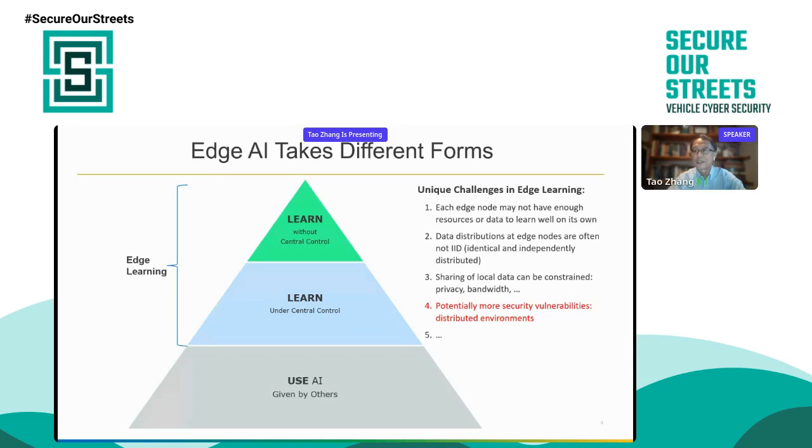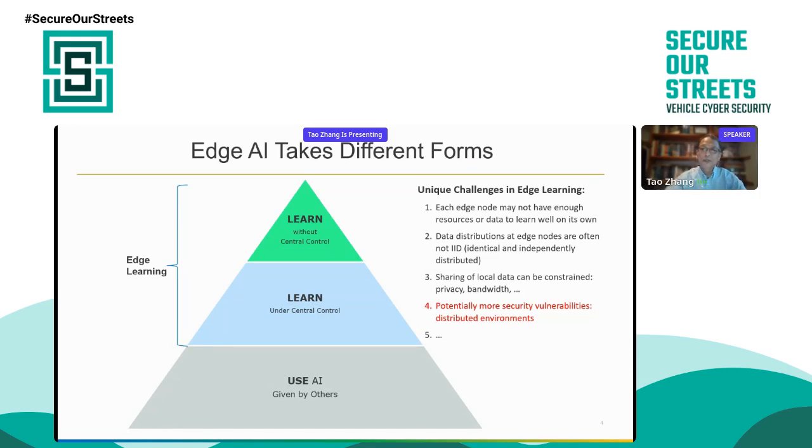We're doing some work here at NIST also. I'm not going to go into the details, just to illustrate: each individual edge node may not have enough resources or data to learn well on its own. The data distributions may not follow the common assumptions behind most of the learning algorithms that we use today. So you're going to have to figure out ways to solve those problems. And also, for example, you can't be sharing a lot of data.